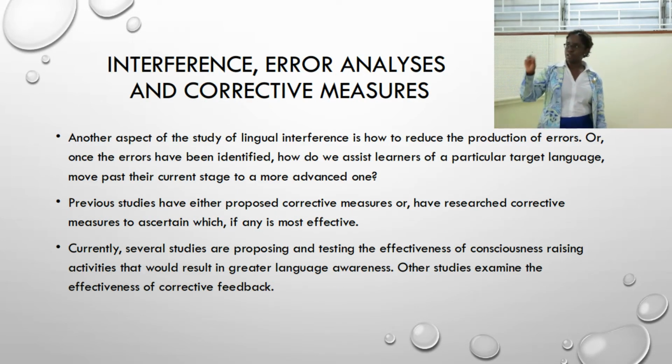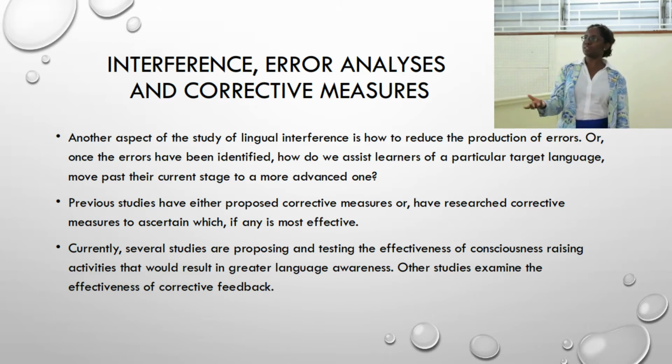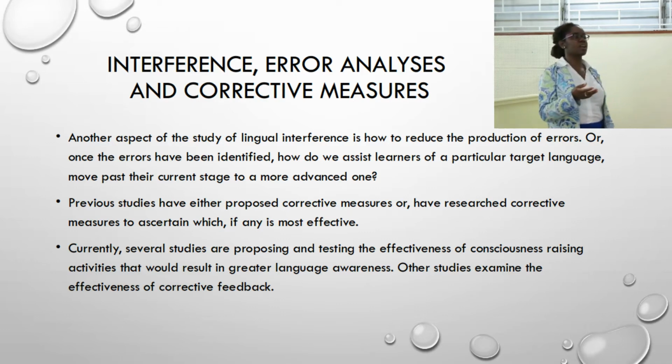So interference, error analysis, and corrective measures. Another aspect to the study of lingual interference is how to reduce the production of errors, or once the errors have been identified, how do we assist learners of a particular target language to move past their current stage to a more advanced one and avoid the issue of what we call fossilization, which is they get stuck exactly where they are and they acquire nothing else, right?